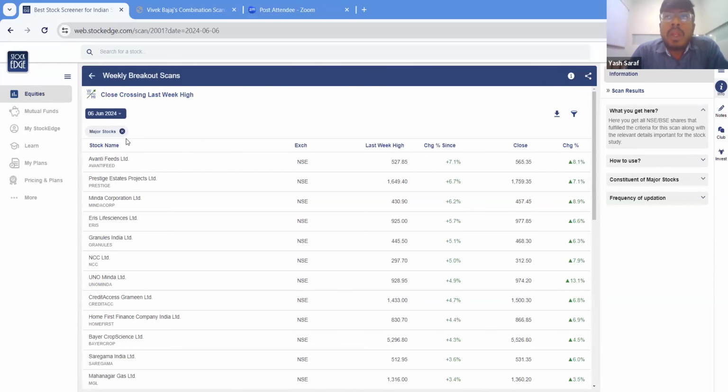अब इसके अंदर, for example, it is not possible for each one of you to track 450 plus scans, right? But what you can do is you can filter out some of the important scans that you feel are very good enough for you to track on a daily basis or on a weekly basis, and accordingly you will get to see that you are able to pick your stocks in a better way.